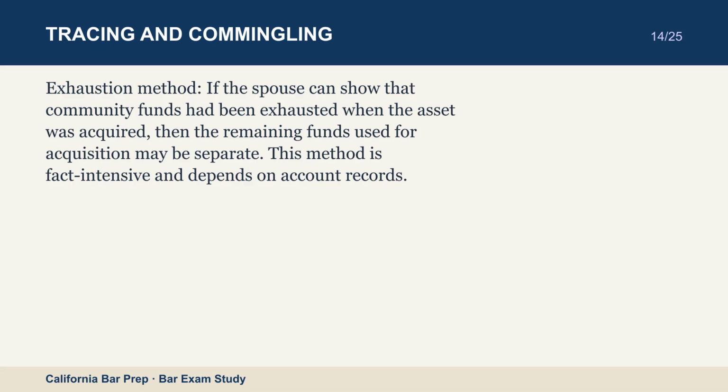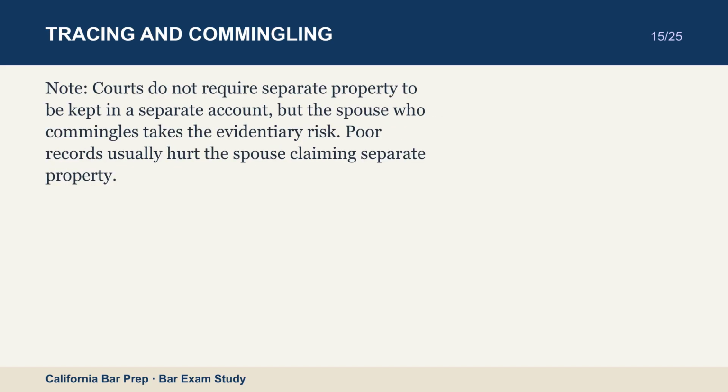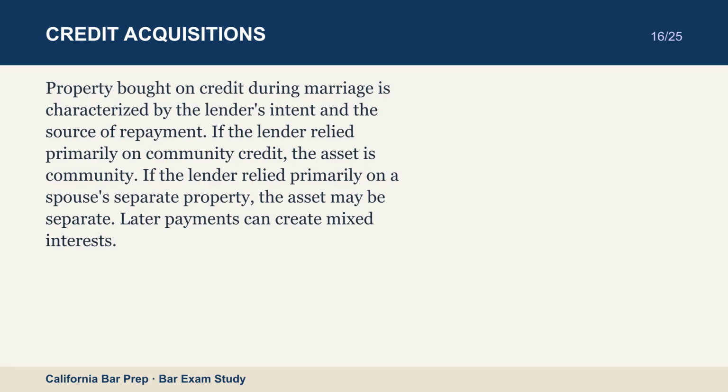Note: courts do not require separate property to be kept in a separate account, but the spouse who commingles takes the evidentiary risk. Poor records usually hurt the spouse claiming separate property. Property bought on credit during marriage is characterized by the lender's intent and the source of repayment. If the lender relied primarily on community credit, the asset is community. If the lender relied primarily on a spouse's separate property, the asset may be separate. Later payments can create mixed interests.